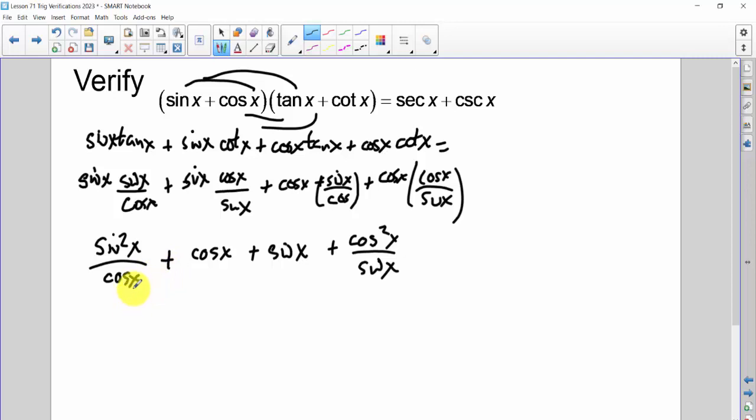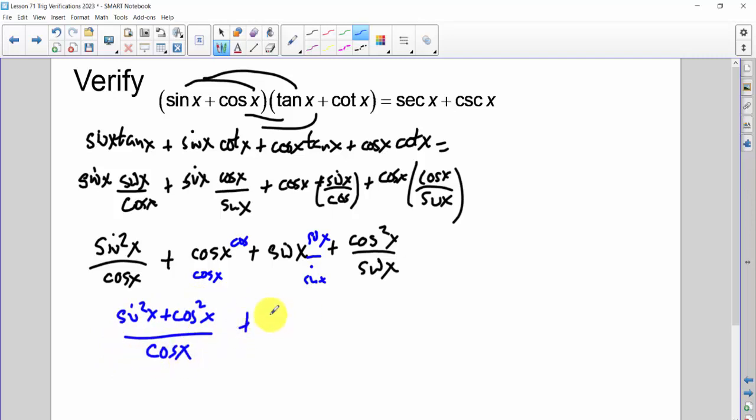I'm going to take and go ahead and get a common denominator. Let's do this as a common denominator. So I'll say this needs cosine over cosine. Let's say this equals sine over sine. Going to add the cosine term, so that's sine squared plus cosine squared over cosine and sine squared plus cosine squared over sine.